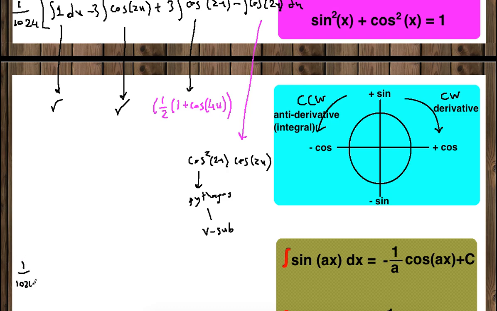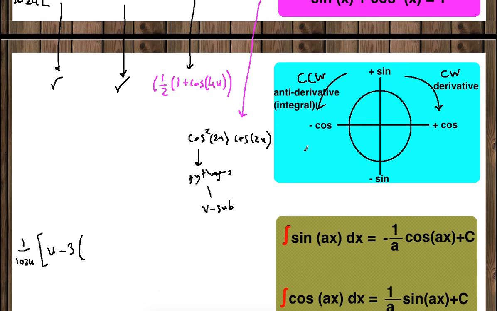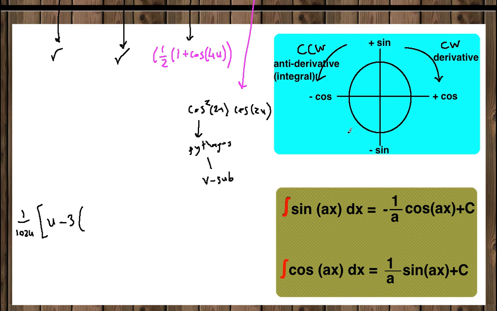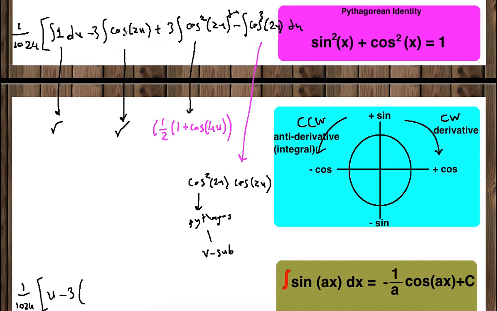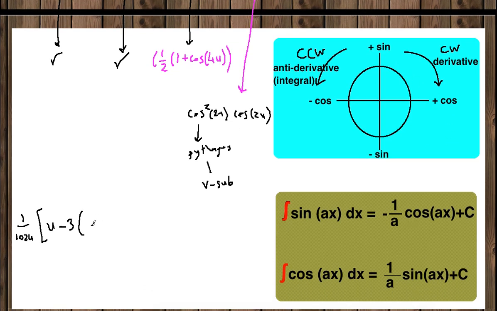One over 1024. Integral of 1 with respect to u is u. So we integrated the first one. Minus 3 times the integral of cosine, we can utilize this table. In this chart, if you go counterclockwise, you get the antiderivative of each trig function. If you go clockwise, you get the derivative of each function. And the antiderivative of cosine that we are integrating here is positive sine. So sine of 2u times, we have 2u, so by the chain rule, times 1/2. It's going to be 1 over a. Whatever the coefficient in front of the variable is, 1 over a. So times 1/2. So this integral is done.